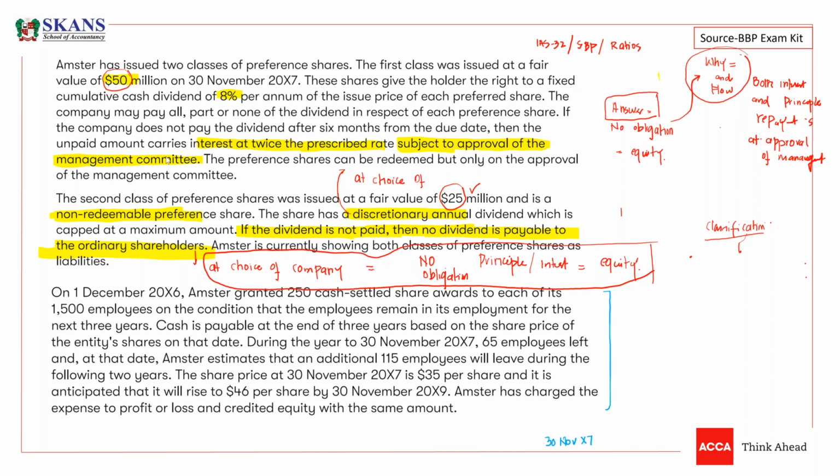Brilliant. Someone is saying that Amster has classified it as equity rather than liability. Brilliant. Is there any problem with the amount as well? Okay, they have wrongly credited to equity. Okay, fine. But is there any problem with the amount as well? Brilliant. So do let me know, guys.